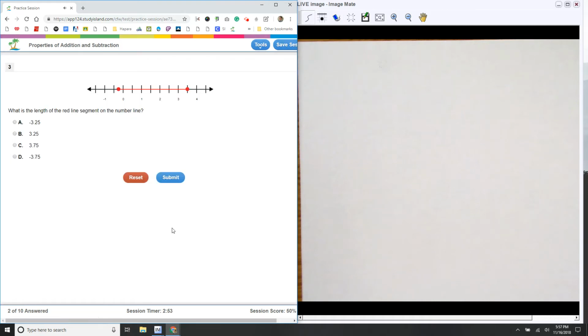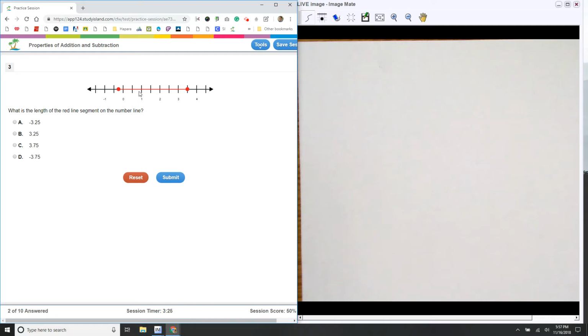Next up, I've got a number line there. I've got 2 points on it. What is the length of the red line segment on the number line? Okay, well, let's check it out. Every 2 spaces is 1 whole. We can see from 0 to 1 is 2 spaces. So that means every 1 space is a half. So let's count how many total spaces it is. It's 1, 2, 3, 4, 5, 6, 7, and then a little extra, 7.5 spaces.